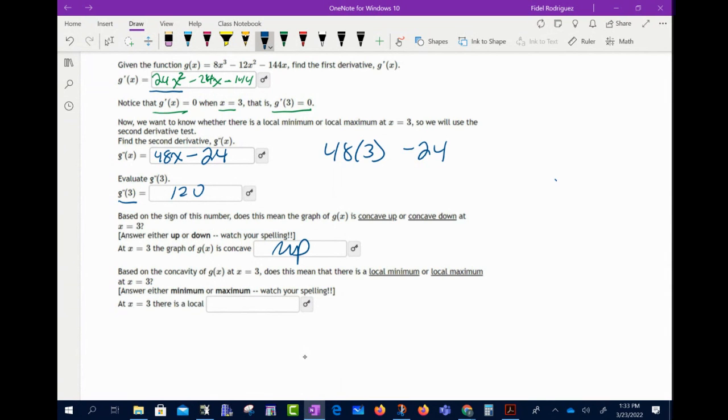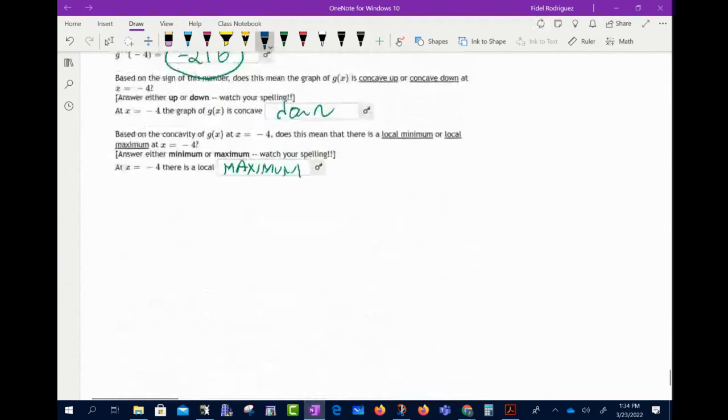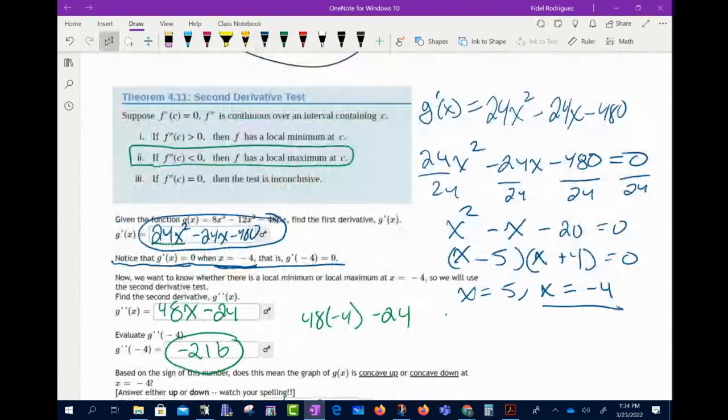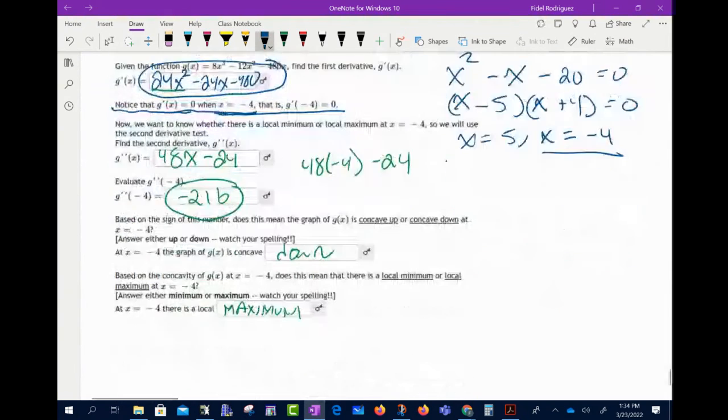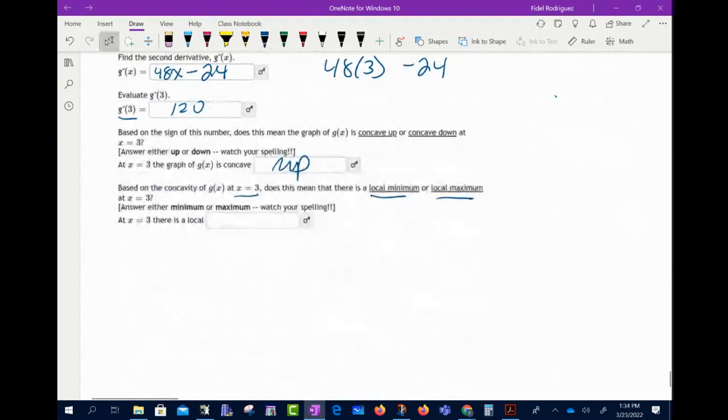Okay, now, it says based on the concavity at x equals 3, do we have a local min or a local max? So let's come back over here. I'm going to come back to that second derivative test. When we plugged in the derivative at that value, we ended up with a positive number, right? This means positive, this means negative. If it's positive, we have a local what? A local minimum, right? So right here, y'all, we're going to say there is a local minimum. Okay?